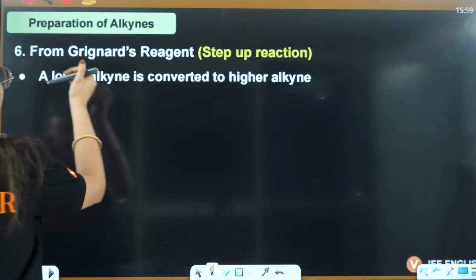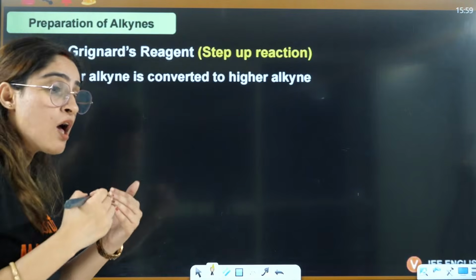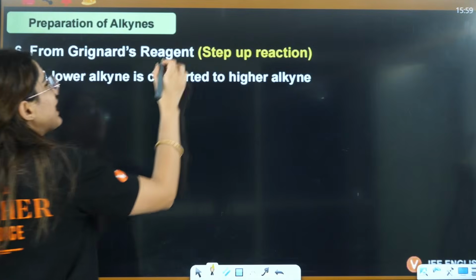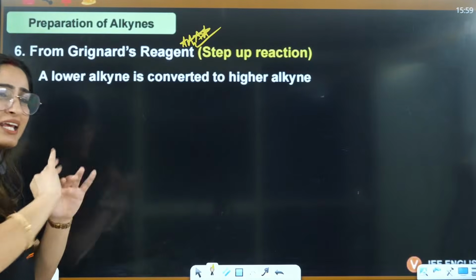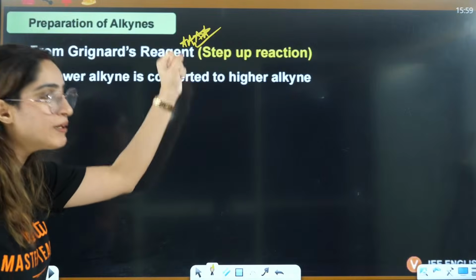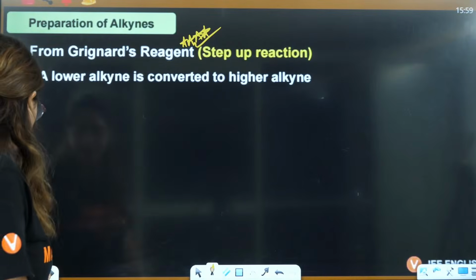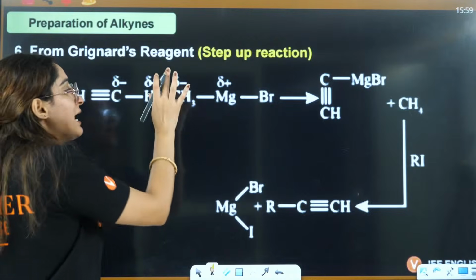Very good, everybody. From Grignard reagent, it's a step up. That means more carbon, and it's also a very important reaction. It's a very repeated reaction. A lower alkyne can be converted to a higher alkyne here. Let's see how. You have an alkyne here.